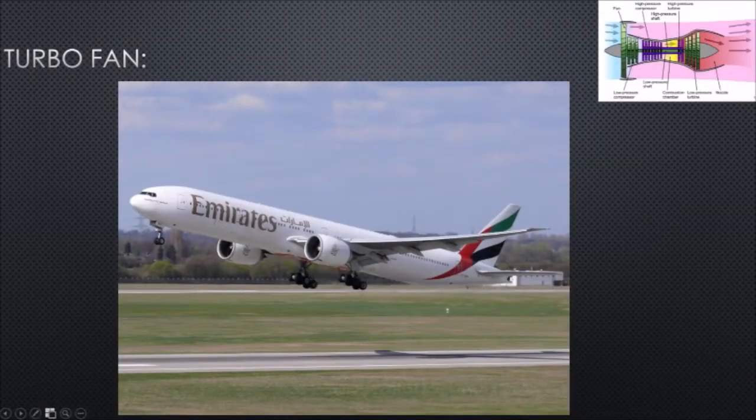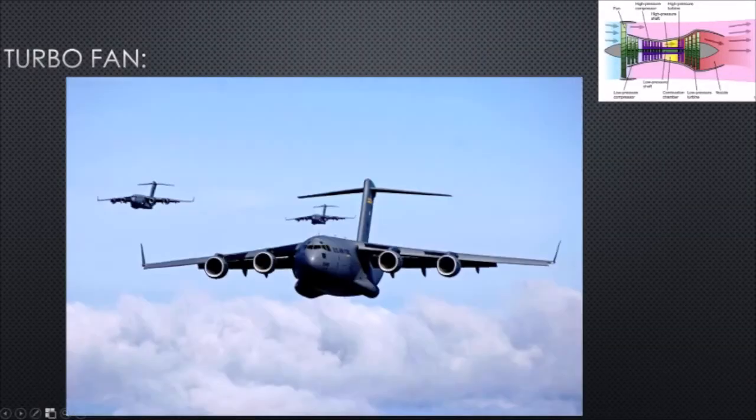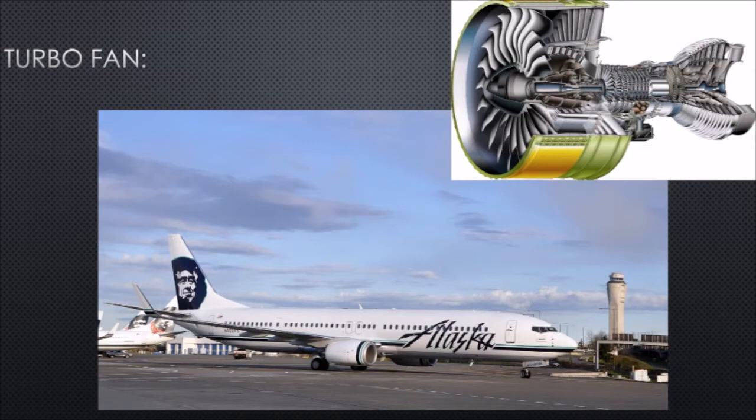And we can see some images of aircraft with high bypass ratio engines here. That's the 777, and those actually have the GE90s on them. Next, the C-17. And finally, a 737. Now, up in the corner, you can see a picture of the 737's engine and a cutaway. And what you may notice is that there is a lot of space between the core of the engine and the actual outer cowl of the engine. That's where the bypass ratio exists.